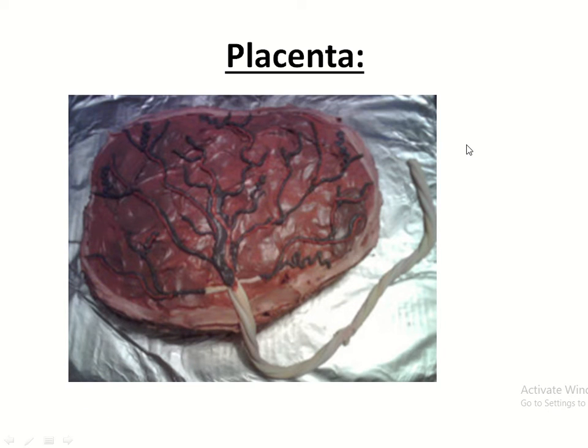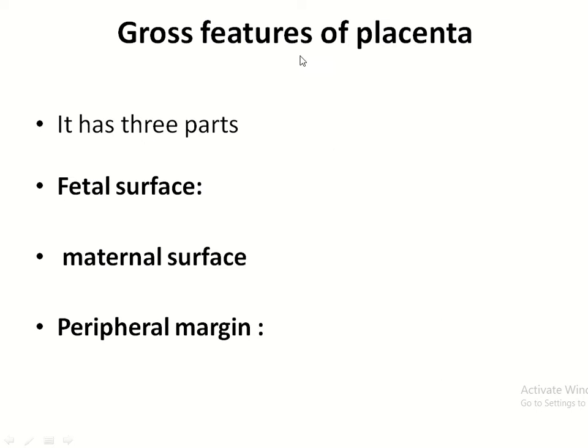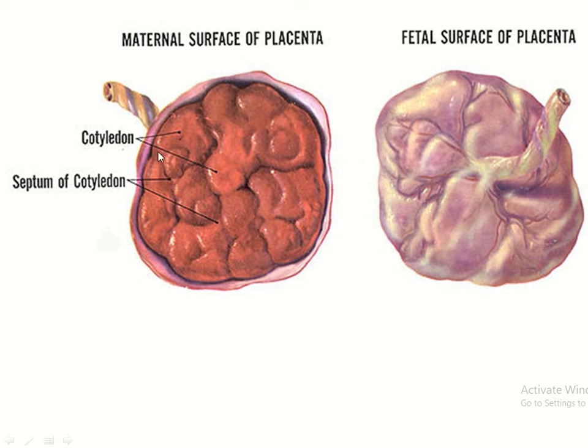In this video I discuss the placenta. The gross feature of the placenta: it has three parts, fetal surface, maternal surface and peripheral margin. This is the maternal surface, this is the fetal surface of the placenta, and this is the margin of the placenta.